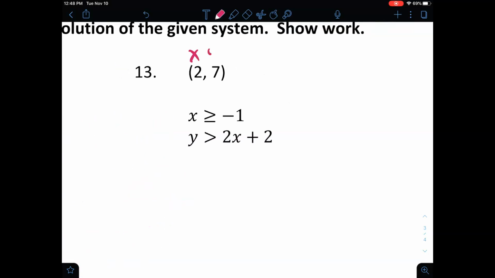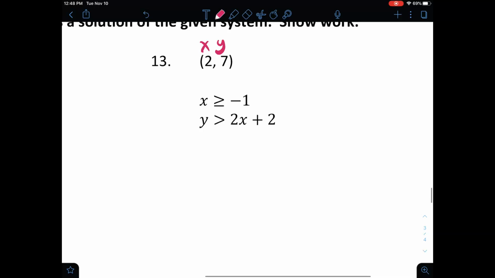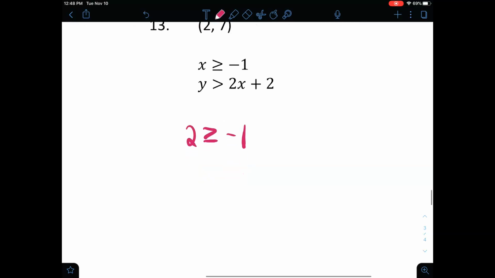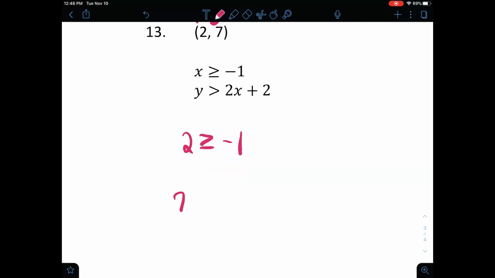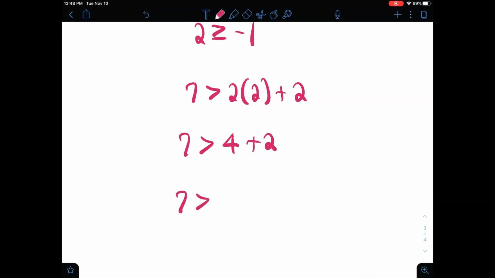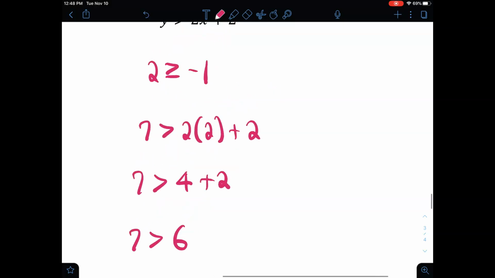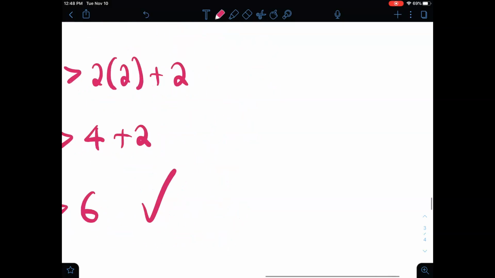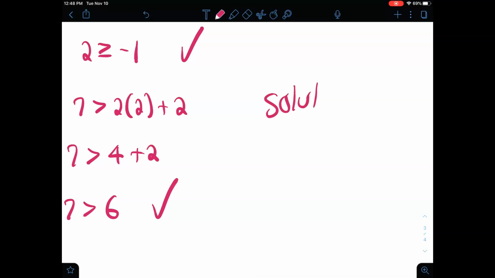And then we have number 13. Same thing, 2, 7 we're checking for x and y. We have x is greater than or equal to negative 1 and y is greater than 2x plus 2. So we're going to plug in, well, x is 2, so we have 2 is greater than or equal to negative 1. That is true, right? Then we have y, we're going to plug in 7 is greater than 2 times 2 plus 2. So we have 7 is greater than, we have 2 times 2 is 4 plus 2, and 7 is greater than 6. Is 7 greater than 6?